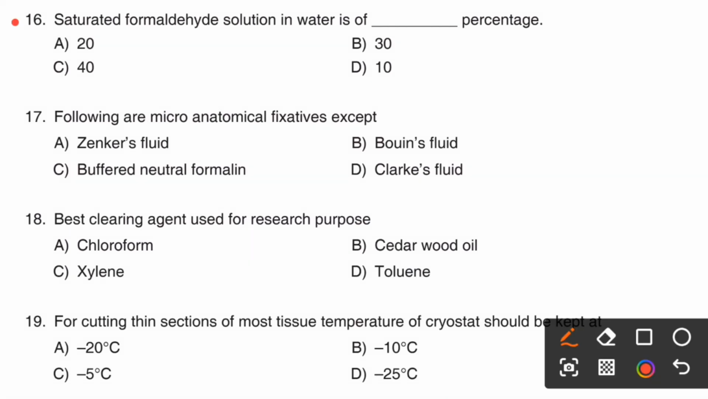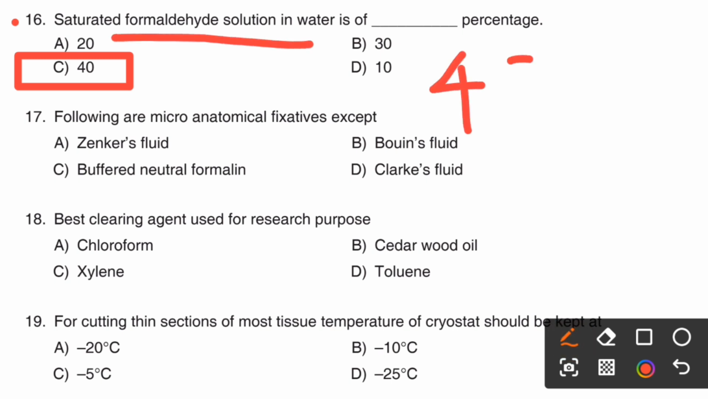Next one. Saturated formaldehyde solution in water is of dash percentage. Option A 20, option B 30, option C 40, option D 10. The right answer is option C 40. Saturated formaldehyde solution is 40% and it is equal to 100% formalin.